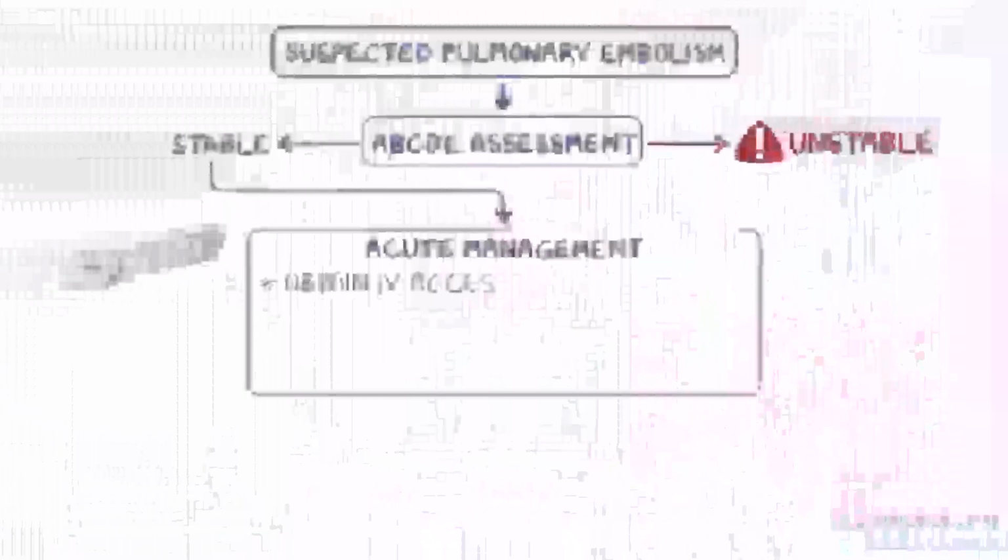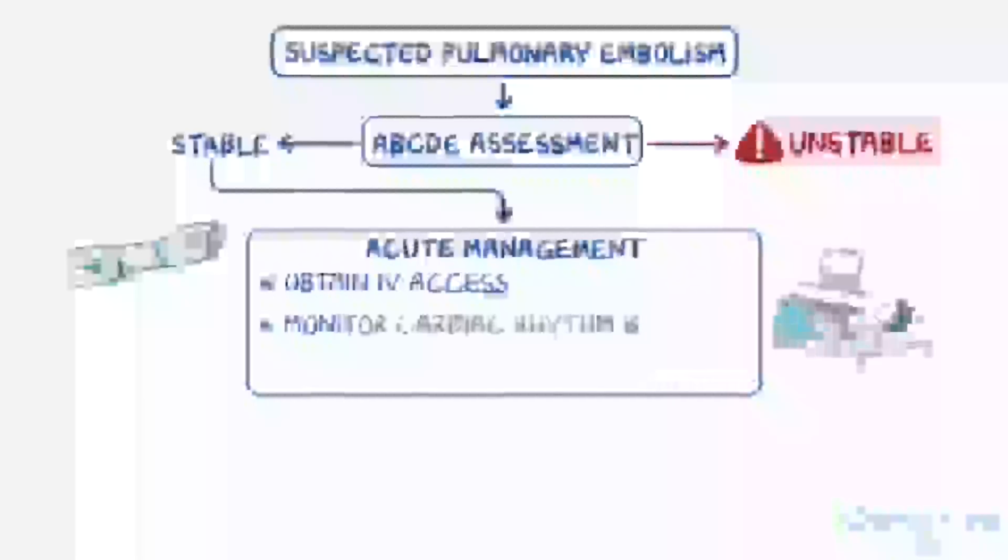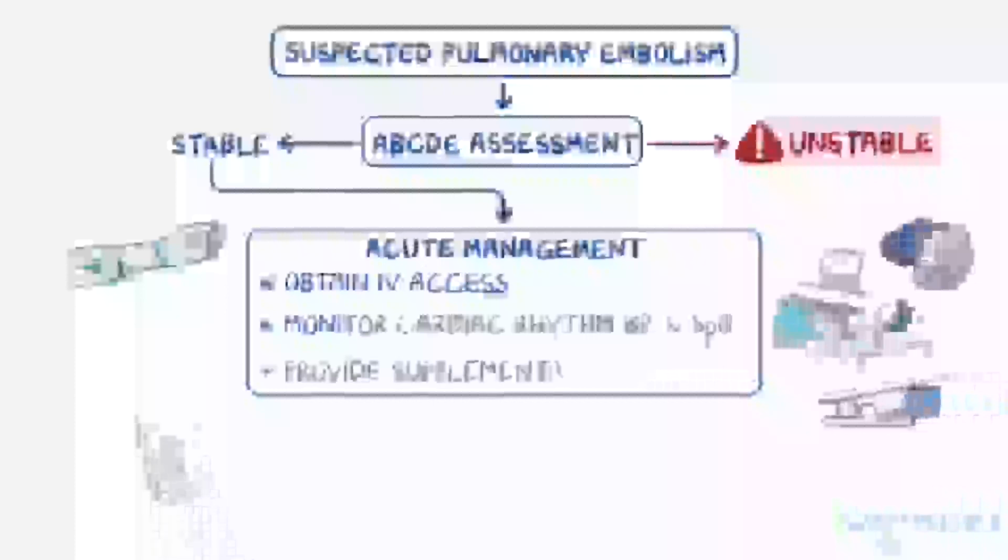All right, now let's discuss how to manage stable patients. You should start with acute management, like obtaining IV access and monitoring cardiac rhythm, blood pressure, and oxygen saturation. You should also provide supplemental oxygen as needed. Once you initiate acute management, you should do a focused history and physical.